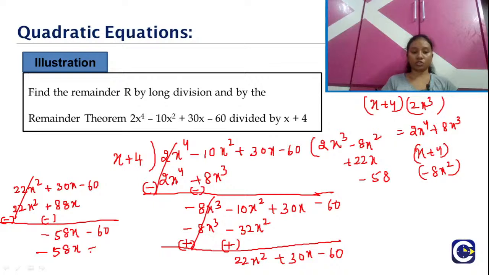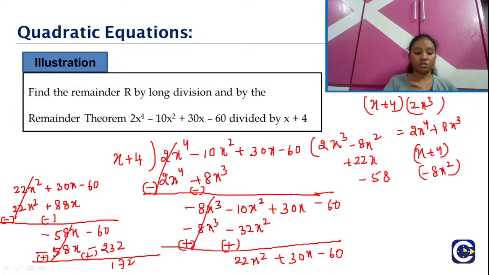So 58 into 4, what will be the value? Let's just multiply. So 58 into 4 will be around 232, guys. So if I add, this will be eliminated. So 232 minus 60 will be 172. So finally the remainder value will be equal to 172, right?